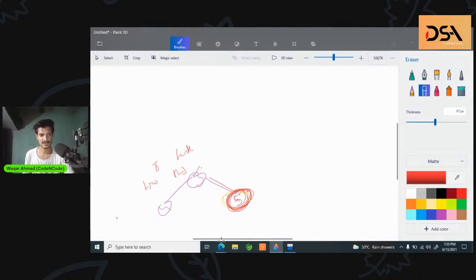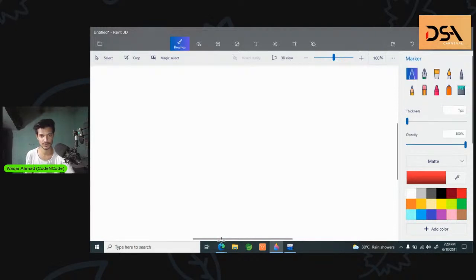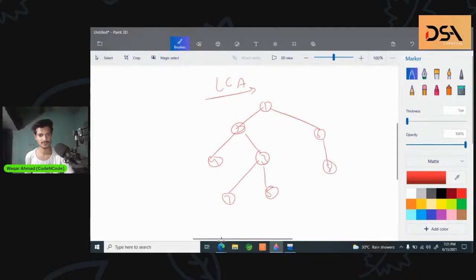Okay, so the last topic to cover today is the most important topic actually. LCA, that is lowest common ancestor. What is LCA? So we have a rooted tree. It has to be rooted. Otherwise, LCA won't be uniquely defined. 3, 4, 5, 6, 7, 8.